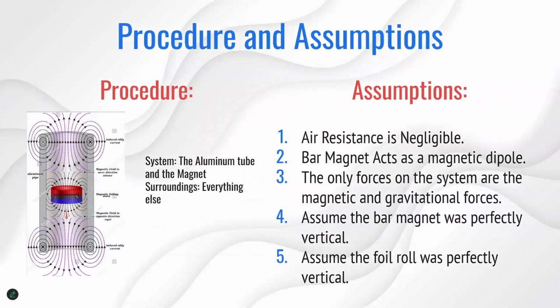So, for the procedure, I was asked to take an aluminum sheet and roll it into a tube and then drop a bar magnet through it. This procedure is shown on the left, and it also shows the currents that are created by the aluminum foil and the magnet as it drops. So the system is the aluminum tube and the magnet, and the surroundings are everything else.